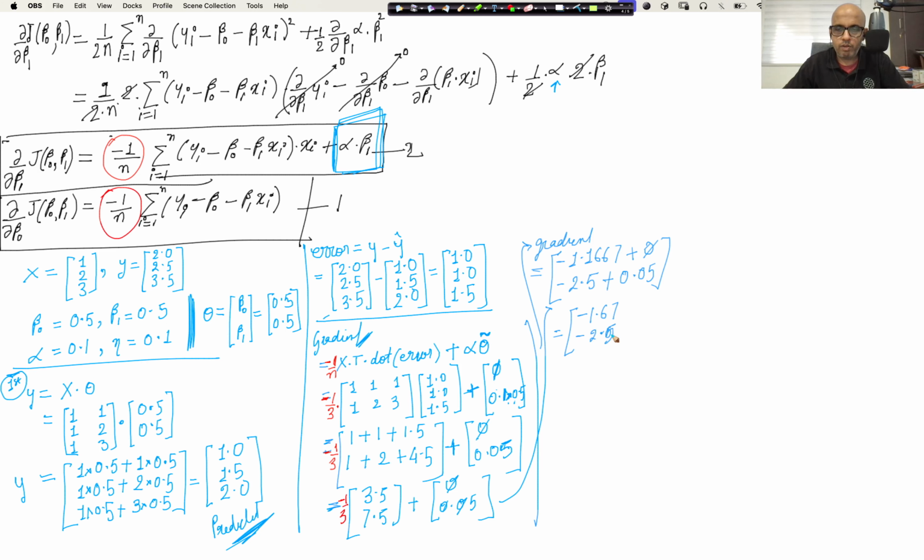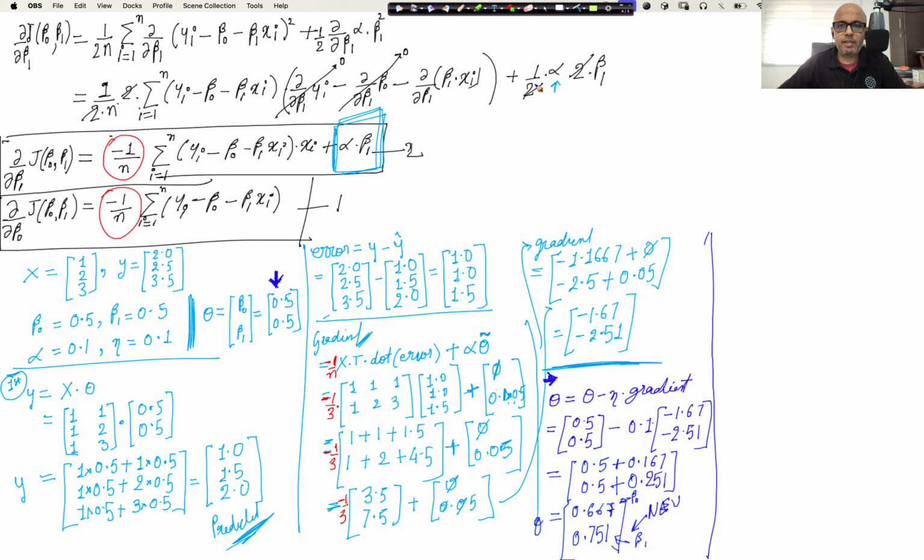What we can do now is we can use these new values to calculate our new predictions. And to do that, I'm just going to write right up here. So let's say we have y, which is going to be our new predictions, is equal to x dot theta. Now we have, of course, the constants 1, 1, 1 as we did before. Then we have the values from our feature, which is 1, 2, 3. We are going to dot that with the new value of theta that we just calculated, which is 0.667. That's the beta 0. Then we have 0.751. That is the beta 1.